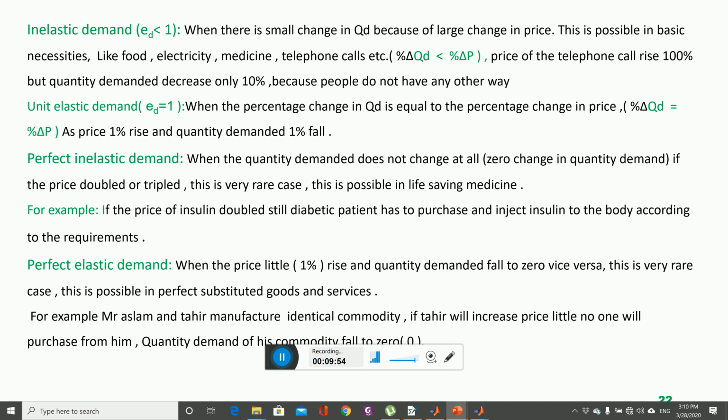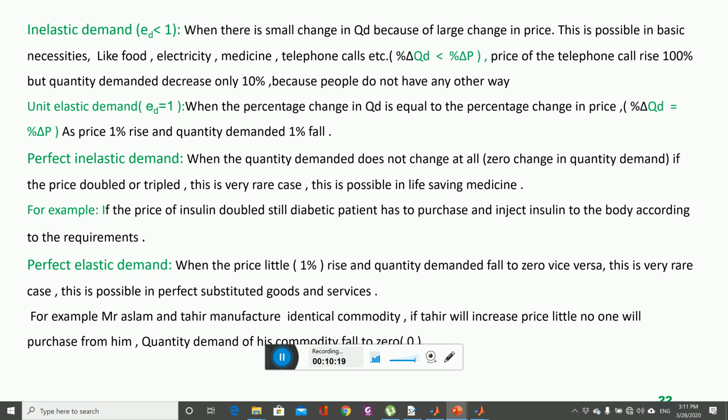Inelastic demand: when there is a small change in the quantity demanded of any particular commodity because of a large change in price, the demand for this commodity is inelastic. And this is possible in basic necessities when people do not have any other way. For example, if the price of medicine increases, people still have to purchase it. Demand will decrease, but at a very low rate.